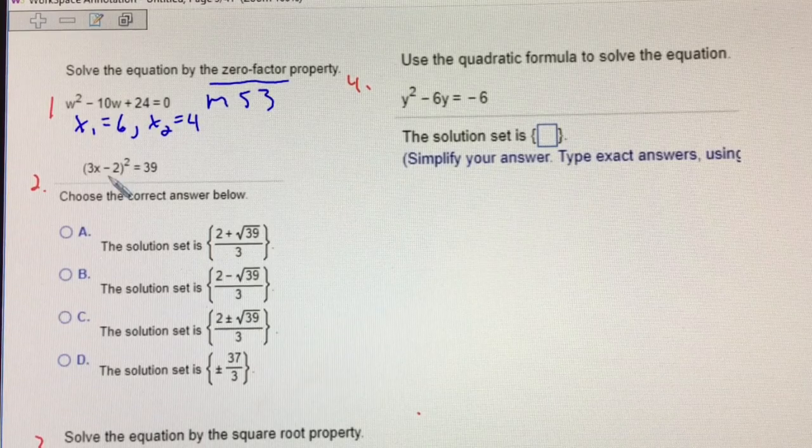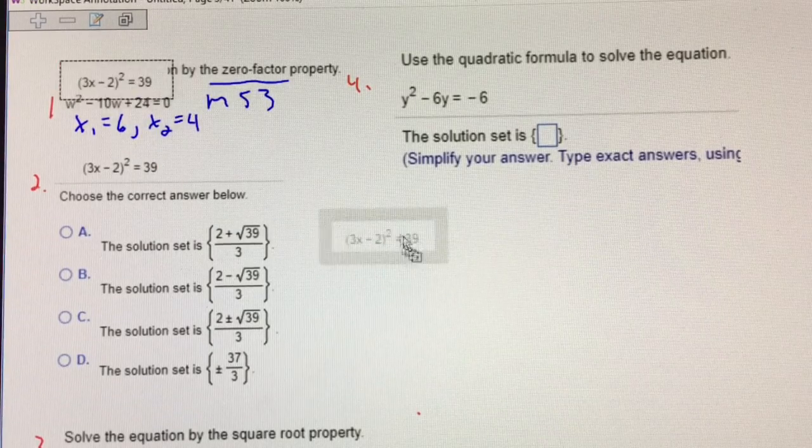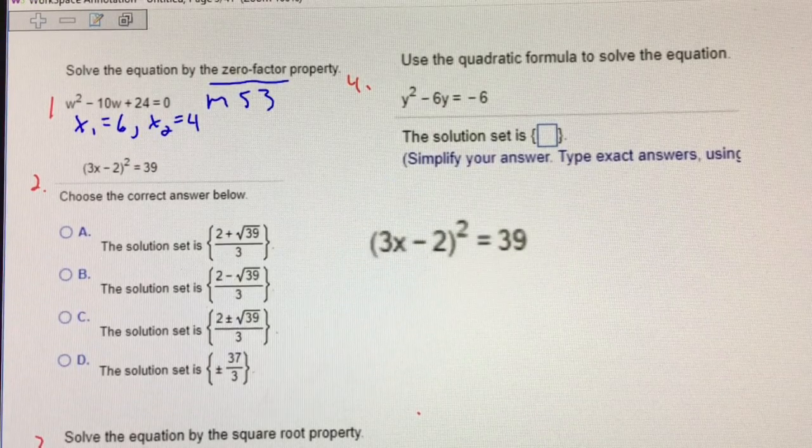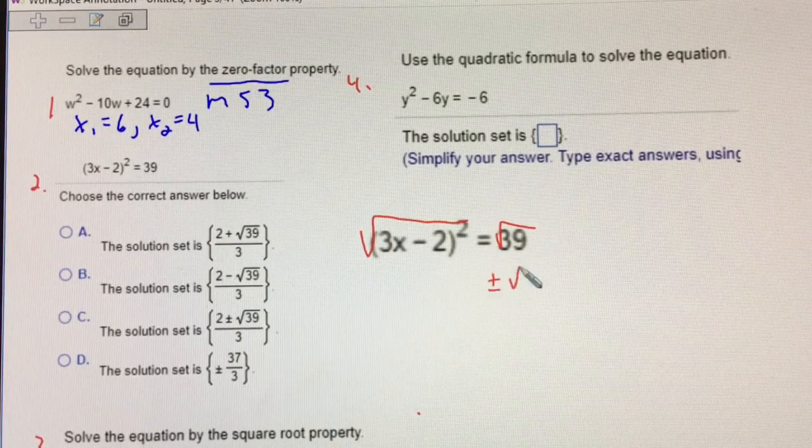Number 2, to solve this one, what I have to do is work backwards. So the opposite of squaring that is square rooting it. I can do this rather quickly, but the opposite of squaring a number is square rooting it. So I square root this side, and I square root this side. When you add the square root, you have to add a plus minus, root 39. So right now I know it can only be that choice.